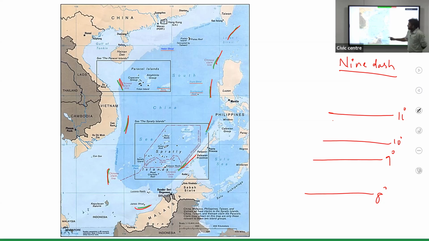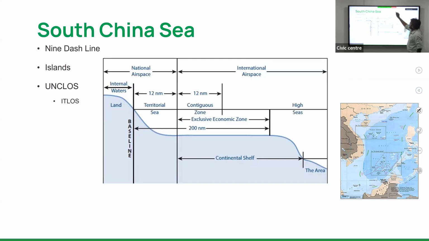In that context, we have one important convention known as the United Nations Convention on the Law of the Sea, a UN convention which promotes freedom of navigation. What is meant by freedom of navigation? The freedom of navigation is guaranteed based on the sovereign rights of littoral nations.